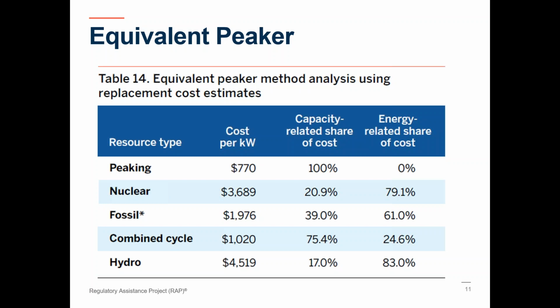All costs in excess of that peaking cost for any other type of generation are classified as energy related because you make the additional investment to get the energy benefits of those other technologies. So, for example, in this table, 79% of the investment and maintenance costs of a nuclear unit would be treated as energy related.